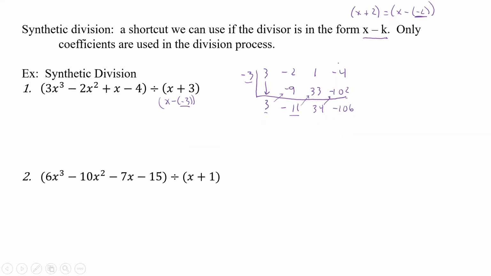And so what we have is, initially we had an x cubed, an x squared, x, and the 1. And when we divide by one of these, we know that our next term that we come out with is going to be one lower. So it's not going to be an x cubed anymore, it's going to be an x squared. And so what happens is now we have 3x squared minus 11x plus 34. And then the last term is our remainder. And so that's going to be minus 106 over x plus 3.